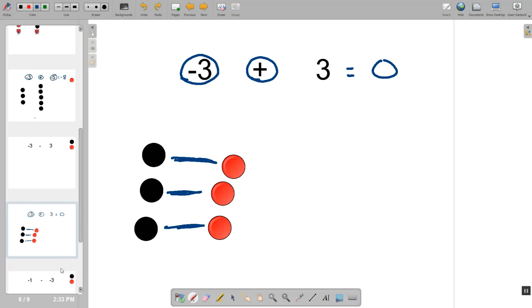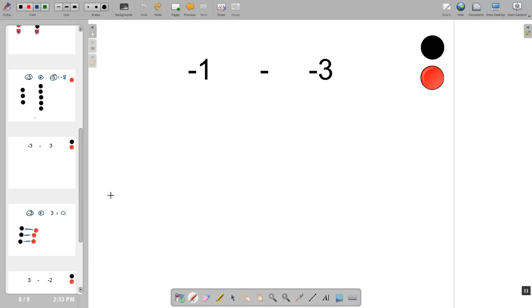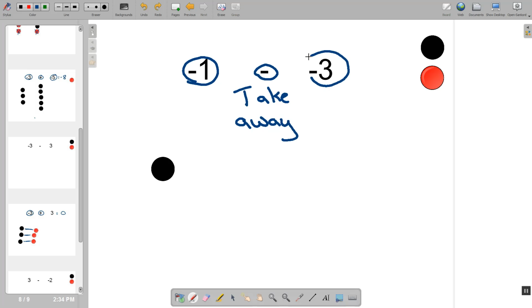Not too bad. And let's do one last problem. So I want to start with 1 negative chip. Now this time I need to take away three negative chips. Now I have 1 negative chip that I can take away right now, but in order to get 2 extra negative chips, I have to bring in 2 zeros into the problem.